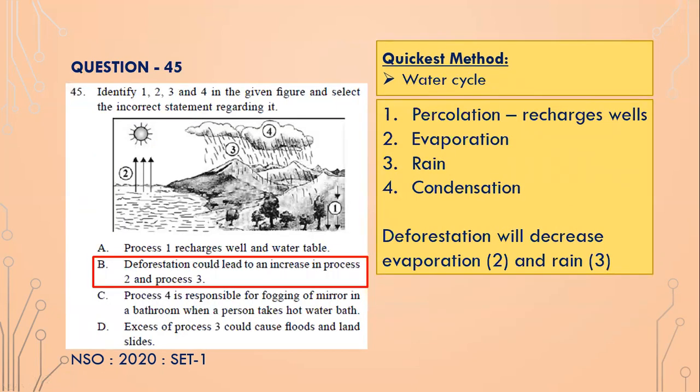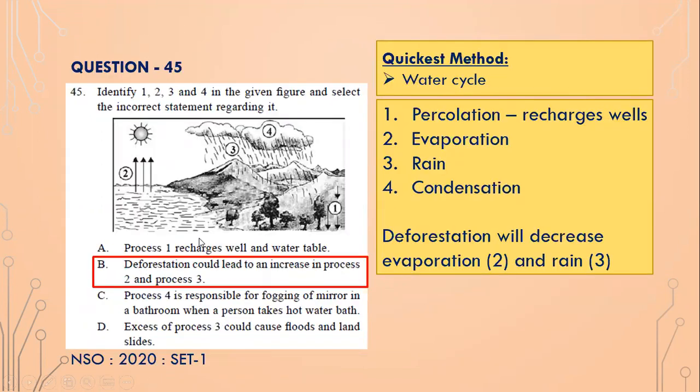Identify 1, 2, 3, and 4 in the given figure. What is 1? 1 is basically the water entering the soil, percolation. It recharges the wells. 2 is evaporation. The water is evaporating because of the sun's heat. 3 is rain. The water is falling. And 4 is condensation, isn't it? When the evaporation happens, it condenses into water vapor. And if the cloud has a high level of water vapor, then the cloud condenses and falls as rain, isn't it?